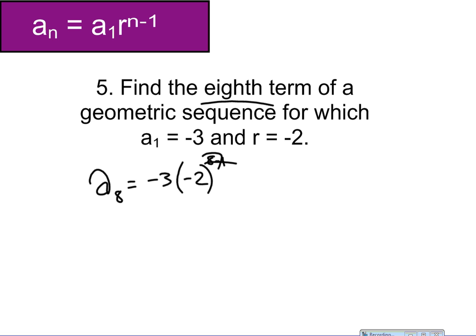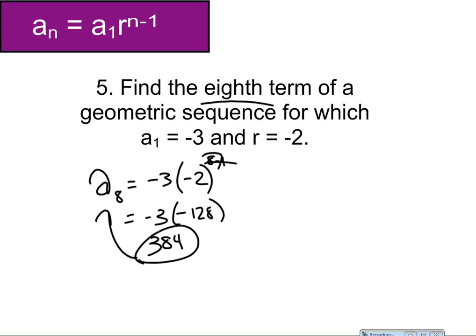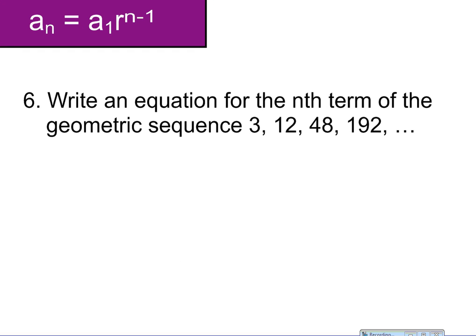So -2 raised to the 7th power is going to be -128 times -3. That's going to be positive 384. So the eighth term in that sequence is going to be 384.